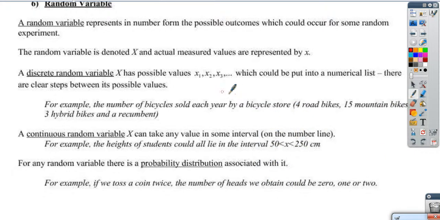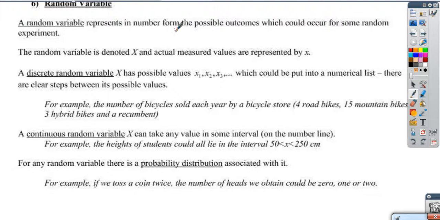Okay, welcome everybody, and we are now talking about some new parts of probability. In your handout you need to open page 11, so stop the video here for a moment, get this in front of you, where the discussion starts about random variables.